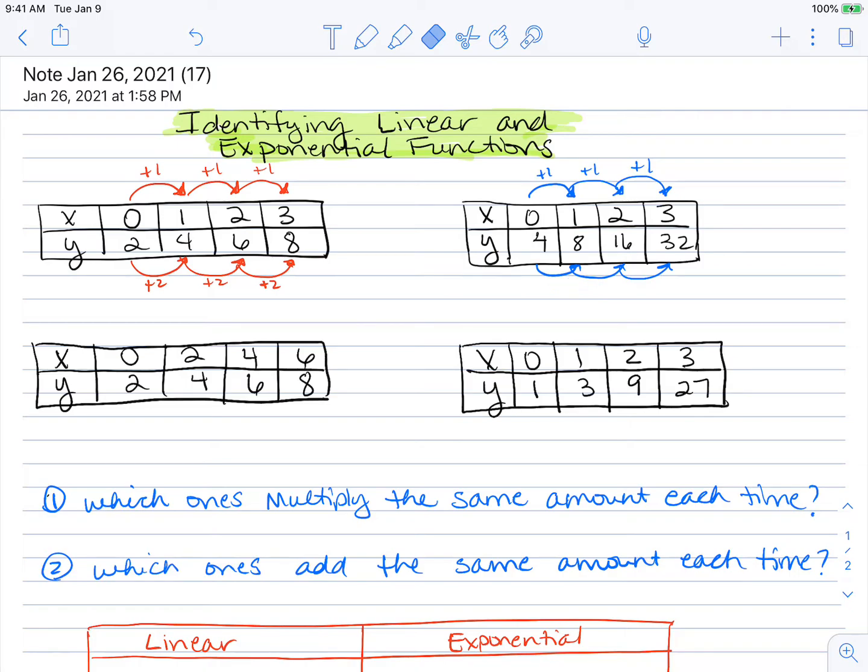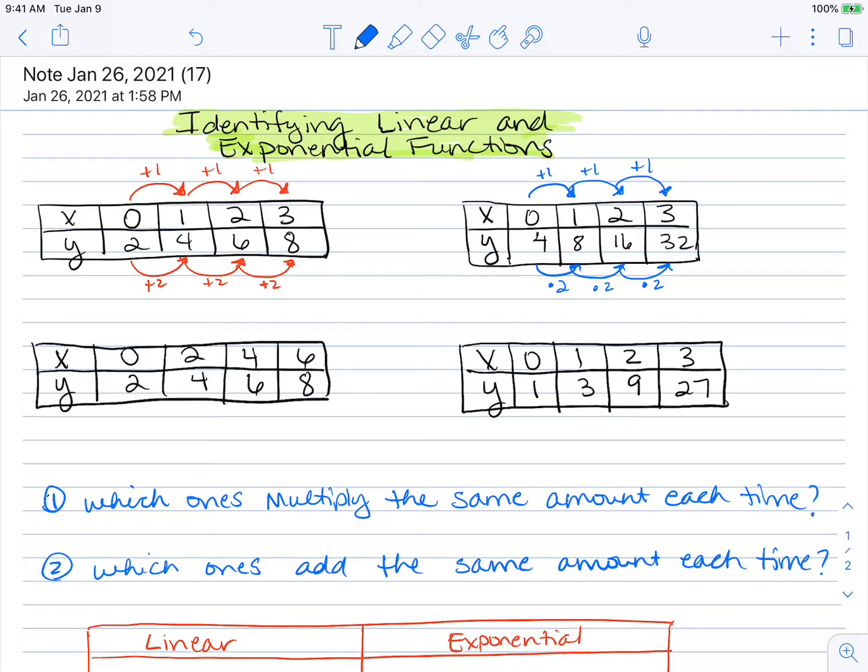What else could be happening? Well, maybe they're multiplying. So maybe I can say, well, it's multiplying by 2. So 4 times 2 is 8. Let's try the next one. 8 times 2, well, that would be 16. And 16 times 2, well, that's going to be 32. Okay, so they're not doing the same thing in the x terms as they're doing in the y terms.